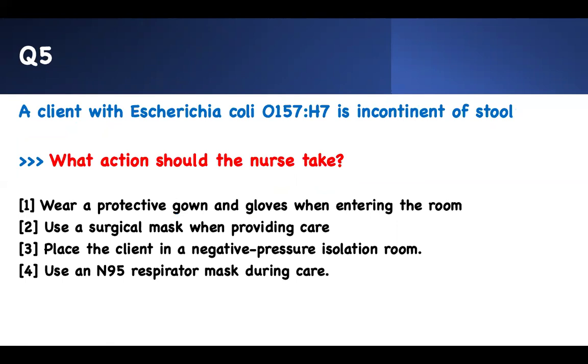Which action should you take? Wear protective gown and gloves when entering the room. Excellent. You wear it before you get to the room because it's contact precaution. Use a surgical mask. No, your face is not going near anything, so it's not going to affect you. Place the client in a negative pressure isolation room. That is for airborne. Use an N95 respiratory mask. Like I said, you don't need a mask for contact precaution. Once again, you don't need a mask, so don't pick it. So the right answer is what?